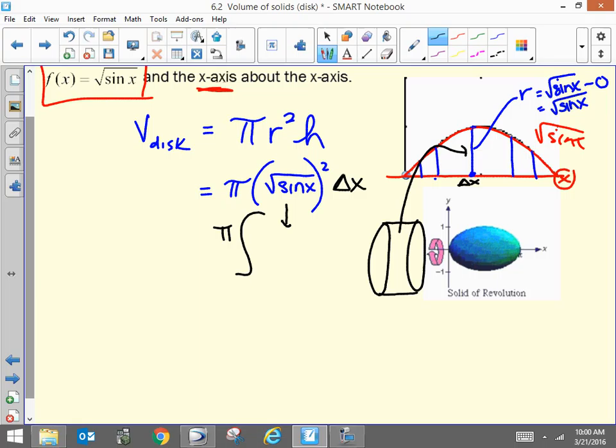All right, what's the radius squared? Sine of x. And what does change in x happen to be? dx. Very good. Okay, now we just need the upper and the lower bound. Okay, so we're doing x. Clearly, our first x is 0. What's our last x? How do we find that?